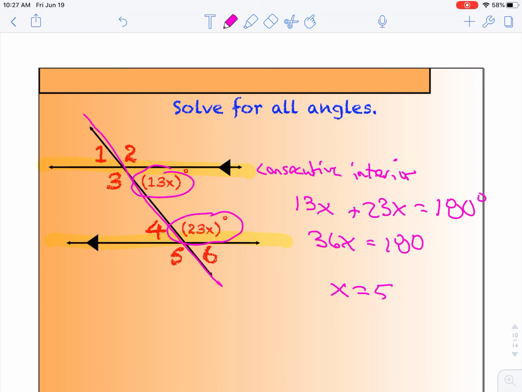So now we just add the x's together, solve for x, and we get x equals 5. But that just helps us get this particular angle. So now when we take 13 times 5, that gives us 65 degrees. So now, being supplementary, take 180 minus 65, that gives us 115. That's not very neat right there.